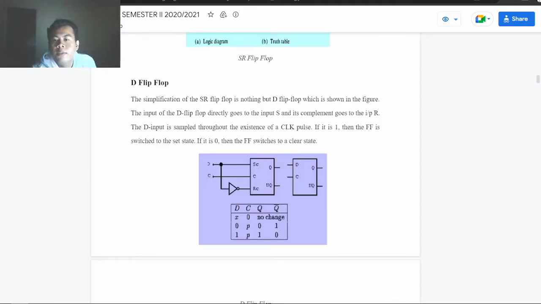Another flip-flop is the D flip-flop. The simplification of the SR flip-flop is nothing but the D flip-flop, which is shown in the figure. The input of the D flip-flop directly goes to the input S and its complement goes into the input R. The D input is sampled during the occurrence of the clock pulse. If it is 1, then the flip-flop is switched to the set state. If it is 0, the flip-flop switches to the clear state.